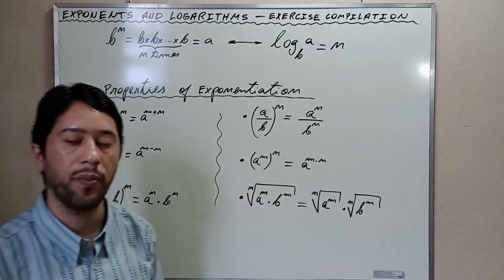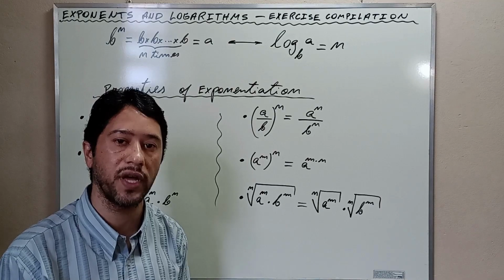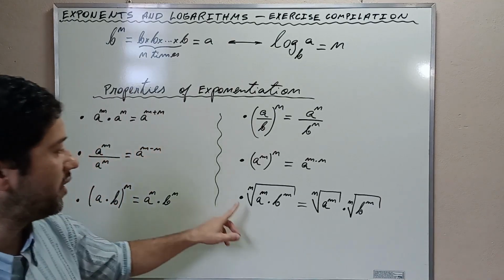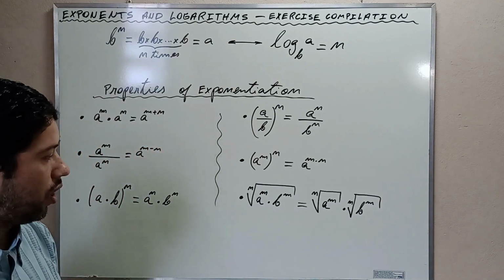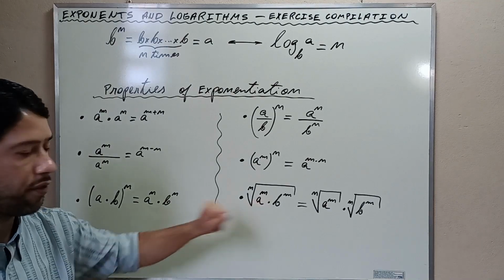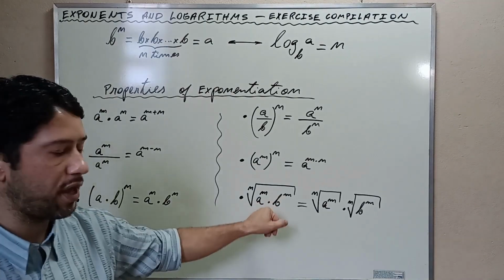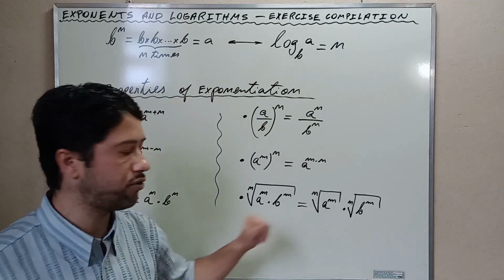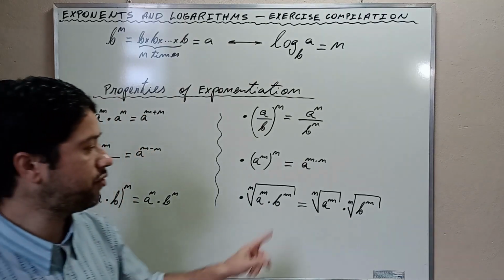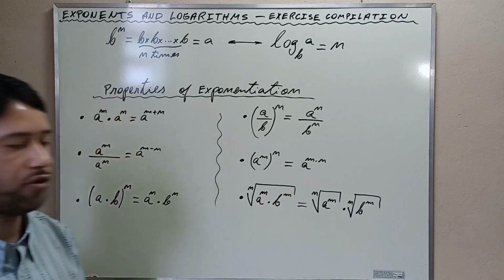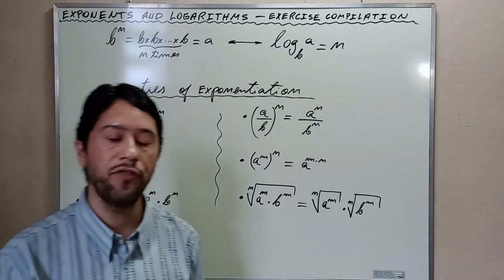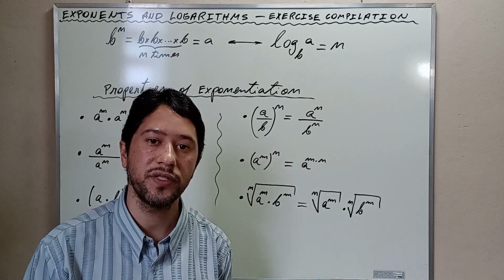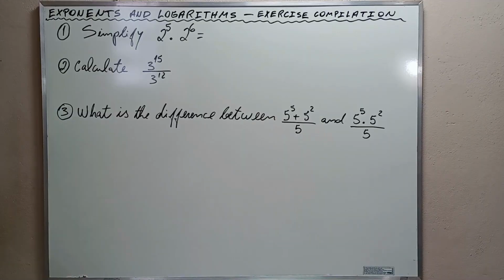And the last property that's going to help us solve the exercises is this. The nth root of a to the mth times b to the mth is equal to the nth root of a to the mth times the nth root of b to the mth. Now my friends, let's go to the exercises. Let's begin with the exercises.